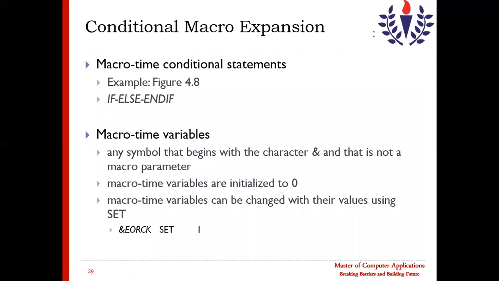So now we have discussed two features. The third one is conditional macro expansion, which means based on some condition, we will expand the macro. There are applications of macro processors that are not related to assemblers or assembler programming. This conditional macro expansion is not related to the assembler.